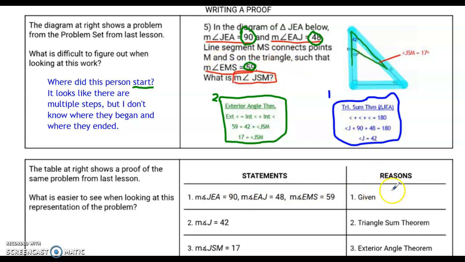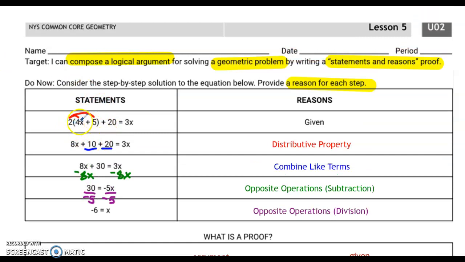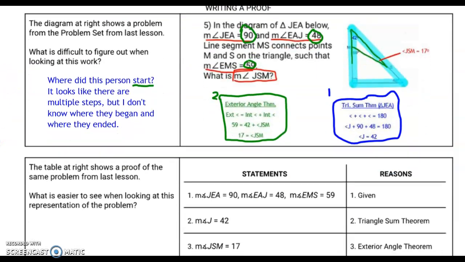All of those things were given to us. That's why I say given at the beginning. If you remember from the do now, the first part of the equation was just the equation that was on the page at the beginning before I did anything to it. So this is the equation as it was given to me. In other words, it's where you start from.